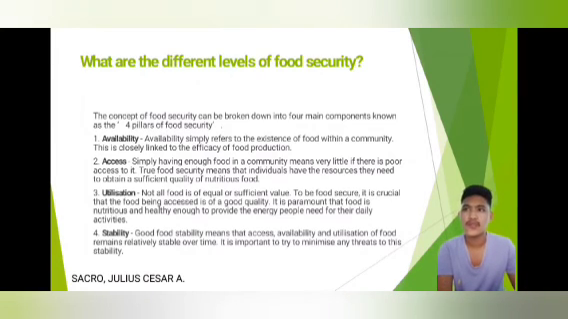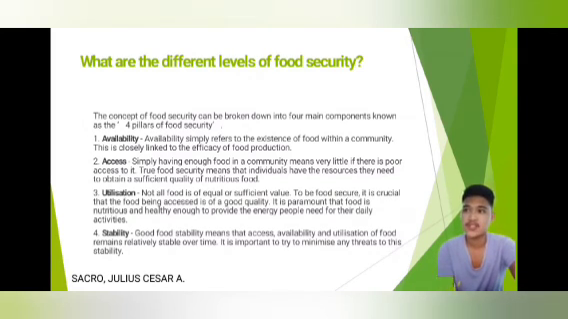What are the different levels of food security? The concept of food security can be broken down into four concepts known as the four pillars of food security: availability, access, utilization, and stability. Availability simply refers to the existence of food within a community. Access: simply having enough food in a community means very little if there is poor access to it.